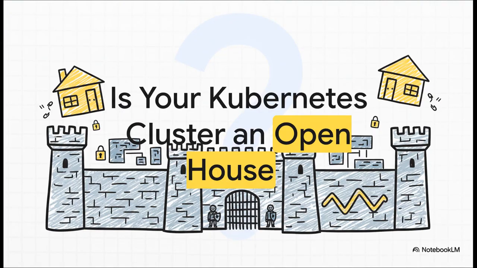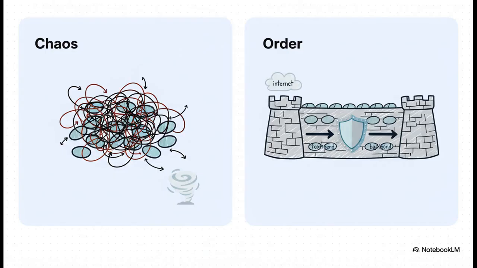So let me start with a kind of scary question. Is your Kubernetes cluster an open house? Because here's the thing. A default, out-of-the-box cluster pretty much is. By design, any workload can talk to any other workload. That's great when you're just starting out, sure, but for anything real, it's a massive security hole we have to plug.